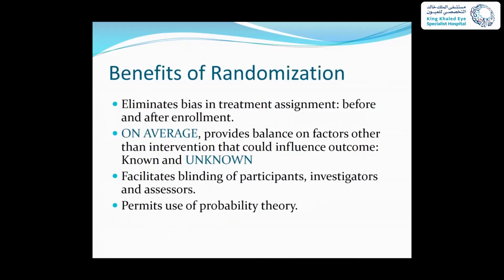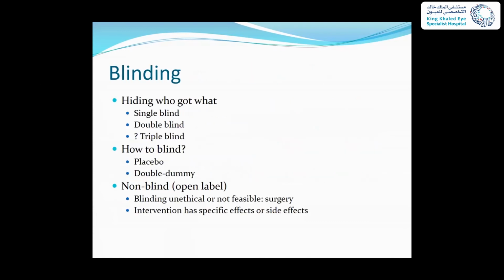So the benefits of randomization: it eliminates bias in treatment assignment before and after enrollment. On average, it provides balance on factors other than the intervention that could influence the outcome, known and unknown, and facilitates the blinding of participants, investigators, and assessors. We mean here data collectors. It also permits use of probability theory.